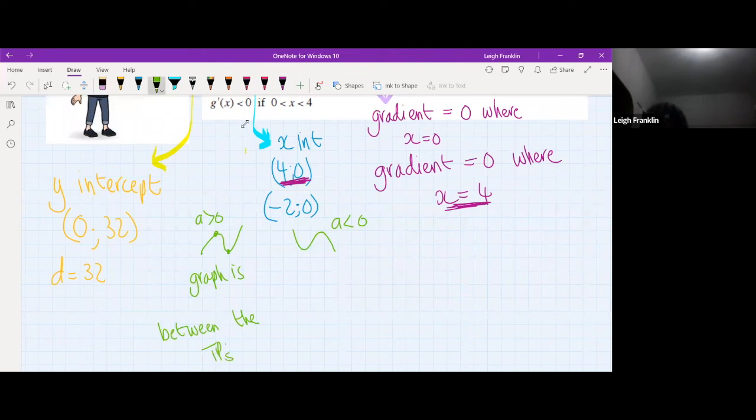Okay, the graph is decreasing. Okay, it's negative. Okay, over here my turning point is there, my turning point is over there, then my graph is increasing between my turning points.